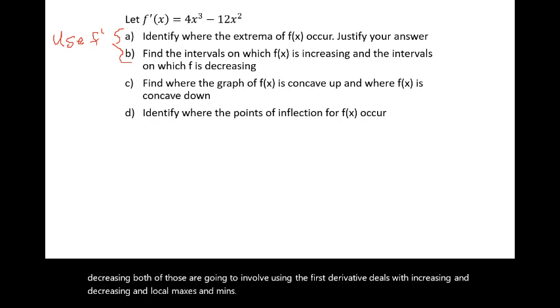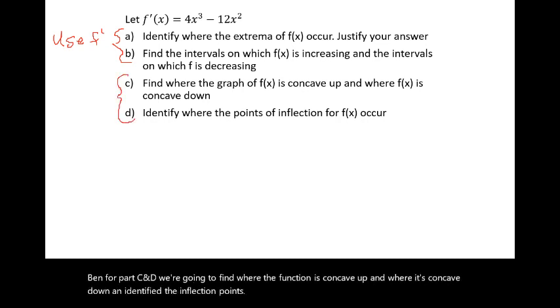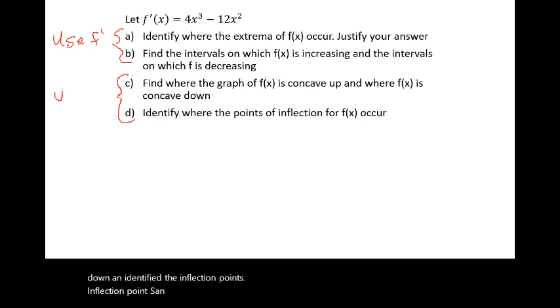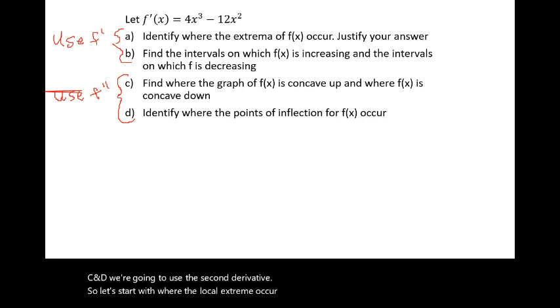Then for parts C and D, we're going to find where the function is concave up and where it's concave down, and identify the inflection points. Inflection points and concavity both have to do with the second derivative, so for parts C and D we're going to use the second derivative. So let's start with where the local extrema occur. That means finding critical points. So let's find our critical points first.